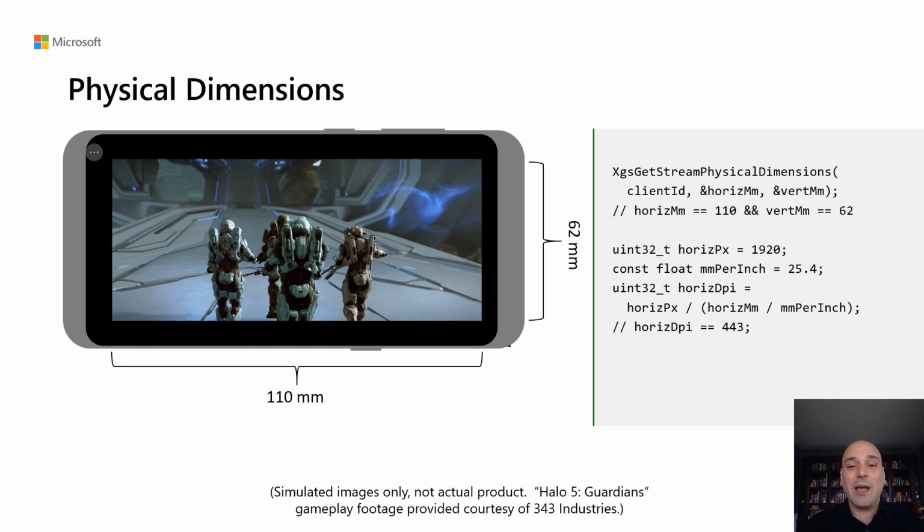Now we can make an observation about DPI using this. Since your game's rendering to a 1920 by 1080 back buffer on the Xbox, we can calculate a virtual DPI by dividing that resolution by the physical size of our stream. In this case, it'd be on the order of 440, rather than the DPI of the screen the game is rendering on.